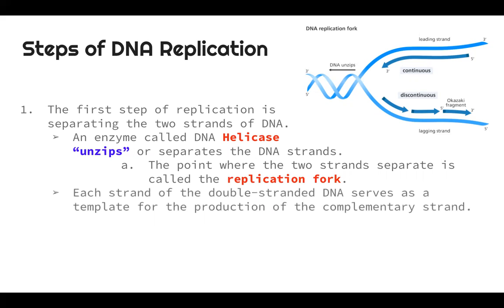Each strand of the double-stranded DNA serves as a template for the production of the complementary strand. What that means is, now I have this side of the DNA with its nitrogenous bases, and it can start building a new strand of DNA onto that using the nitrogenous bases as a template. It knows that wherever it sees an adenine, it's going to pair a thymine. And wherever it sees a guanine, it's going to pair a cytosine.